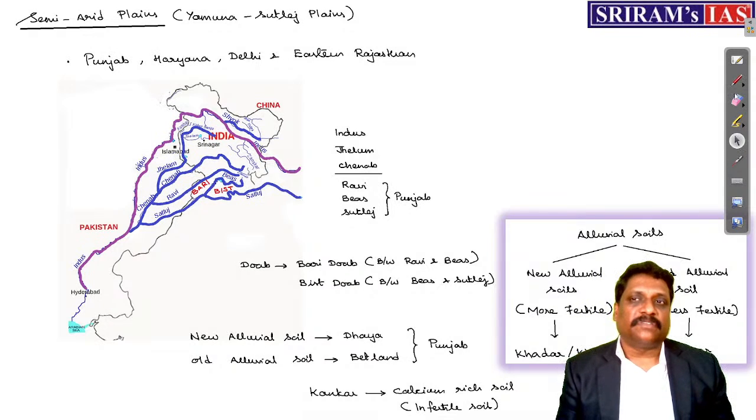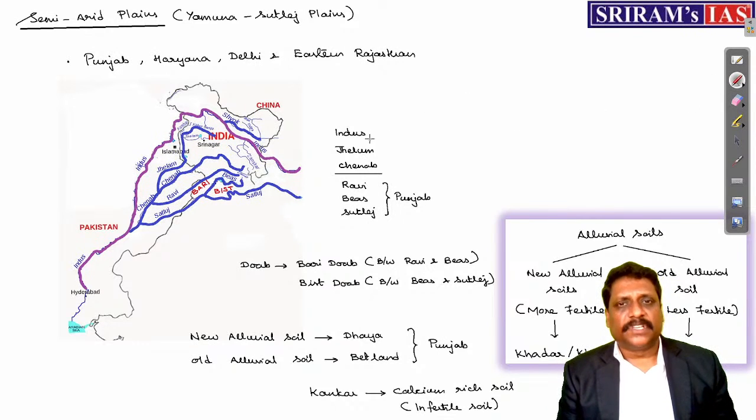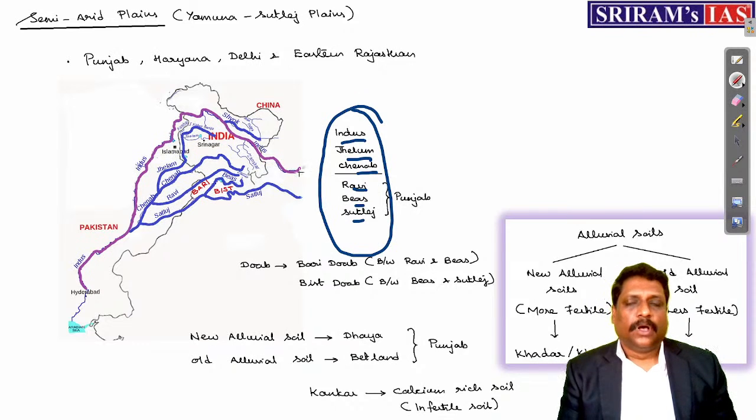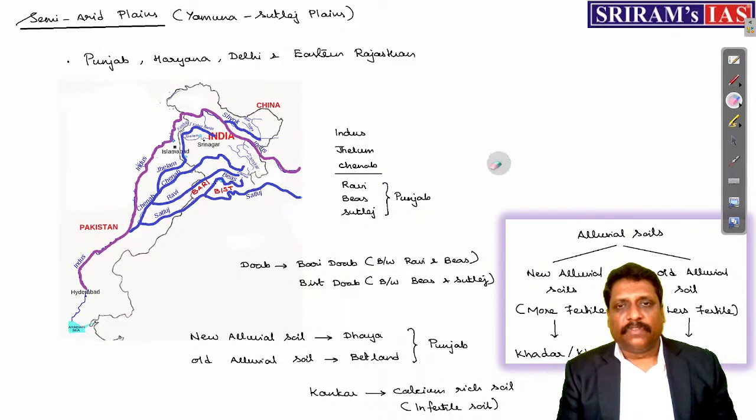Land of five rivers, my dear friends. You may wonder, where are these five rivers? Actually, it is not even five rivers, six rivers: Indus, Jhelum, Chenab, Ravi, Bias, and Satluj. All Indus along with its tributaries.